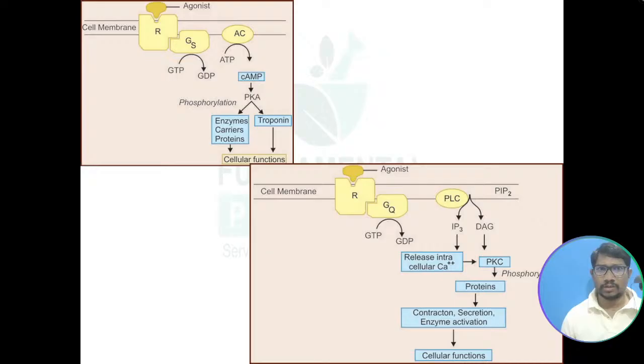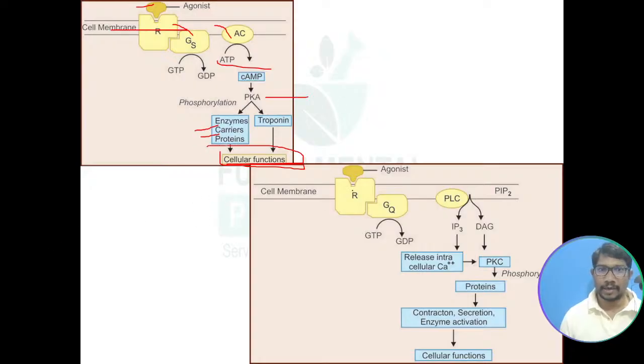We have also seen this. Suppose this is a cell membrane, and if an agonist binds to the GPCR, there is stimulation of Gs protein. It will activate the adenyl cyclase, that will convert ATP into cyclic AMP. Cyclic AMP will stimulate the protein kinase enzyme, causing phosphorylation of different enzymes and carrier proteins. Then it also stimulates the troponin to cause cellular functions.